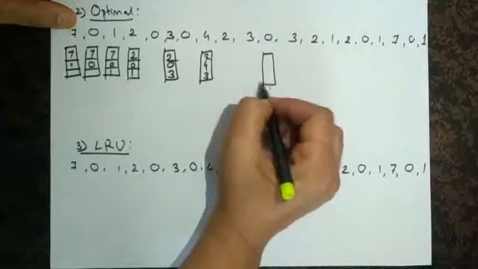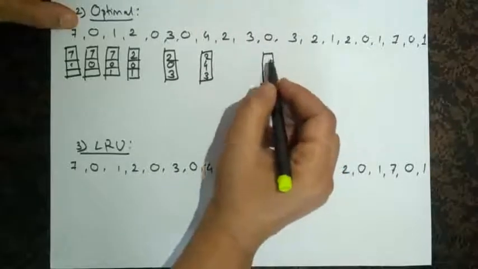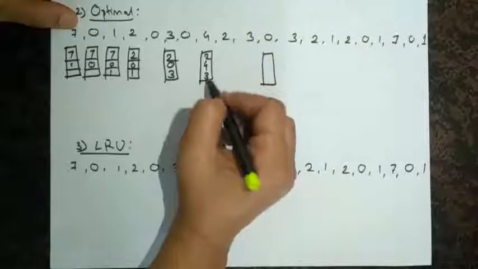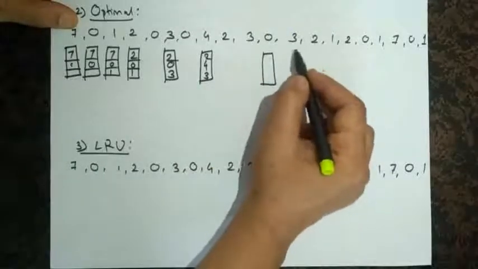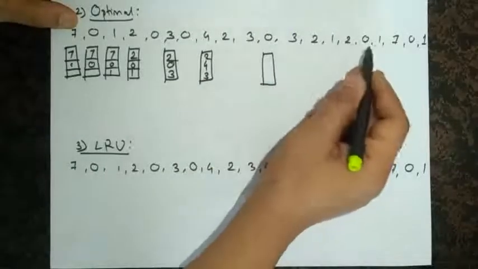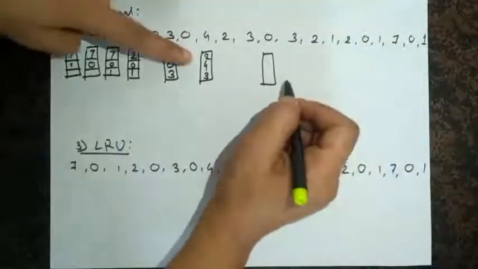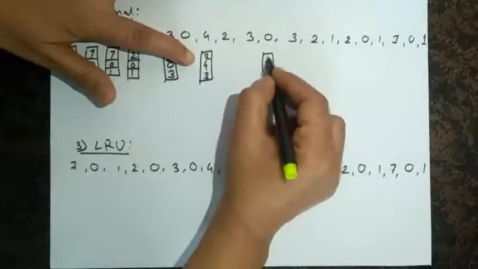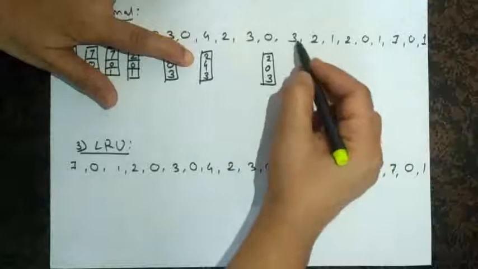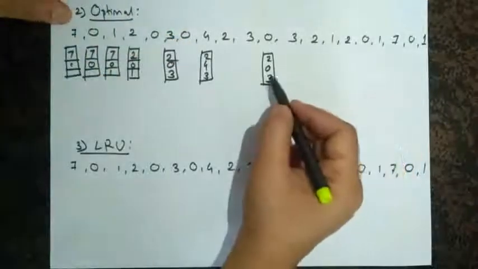Now we want to put this 0. Now in this 0 page we see that out of these, 2 and 3 will be required in the future, but 4 is quite far, it is not there actually. So I will replace this 4 by 0 over here and 2 and 3 as they are. 3 is requested, which is also there, 2 is requested, which is also there.